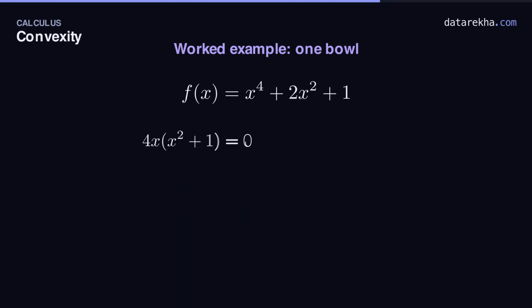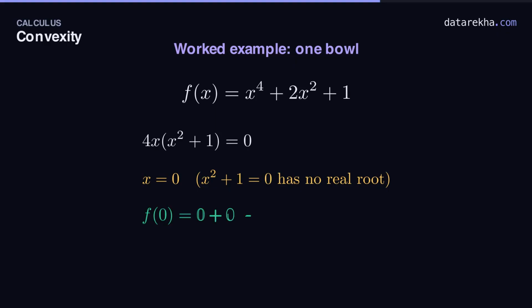Set f prime to 0. 4x times x squared plus 1 equals 0. The second factor is never 0 for real x. So the only critical point is x equals 0. Evaluate there, f of 0 is just 1. And because the function is strictly convex, that flat spot isn't merely a local minimum. It's the one and only global minimum. The lowest value is 1 at x equals 0.